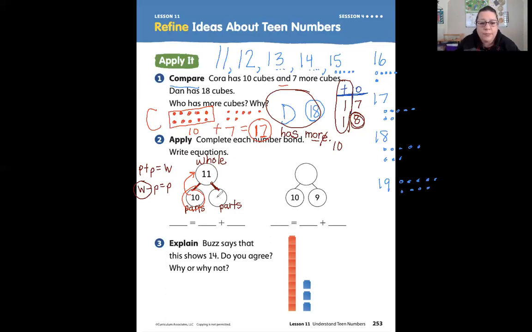1, right? And we can prove our work by drawing the whole. The whole is 11. Let's draw 11. 1, 2, 3, 4, 5, new line, 6, 7, 8, 9, 10, new line, 11. So if 11 is our whole and 10 is the part, what is the other part? This is one part, right? That 1 is the other part, and all of it together is the whole or the total.